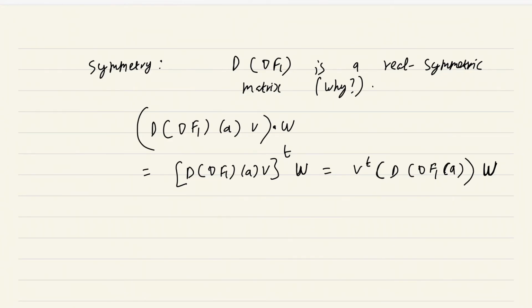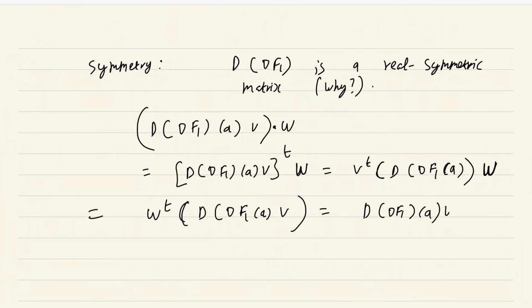Okay, now it is at this point that I want to take another transpose. I want to take a transpose of this, which is going to be itself, because we are dealing with 1 cross 1 matrices. When you take the transpose, you get W transpose D of gradient of F1 at the point A acting on V. Okay, and this is same as D of gradient of F1 at A W dot product V as claimed.